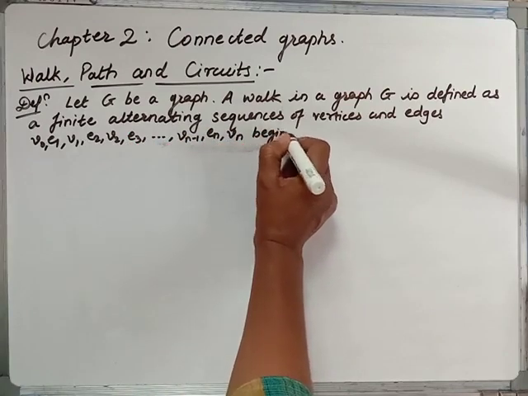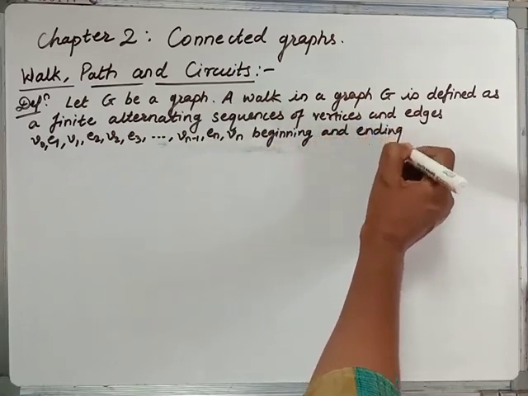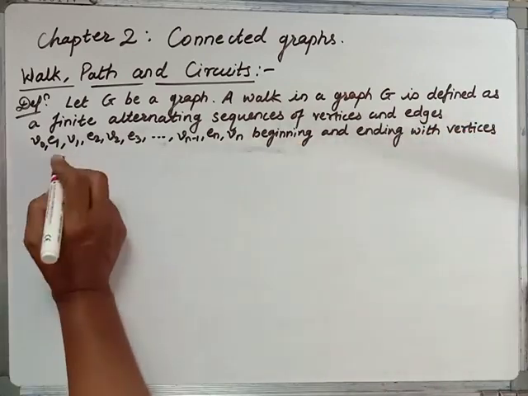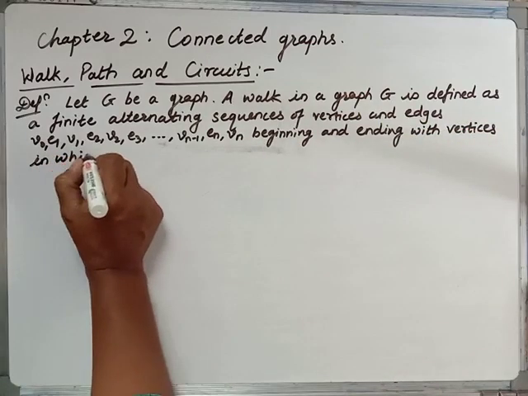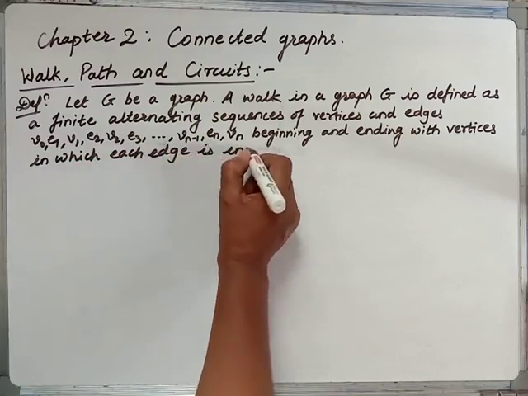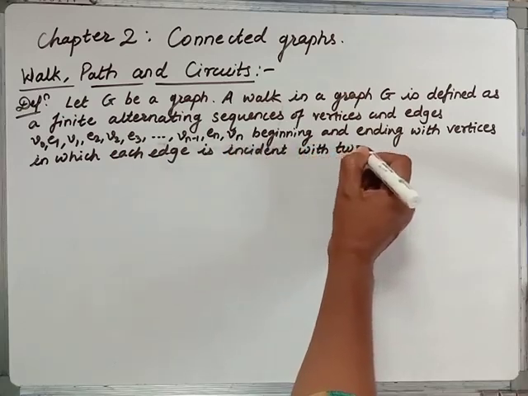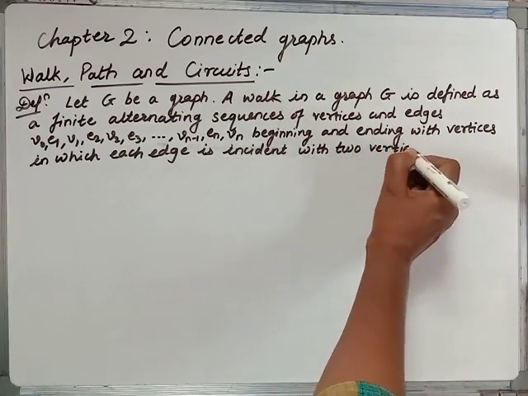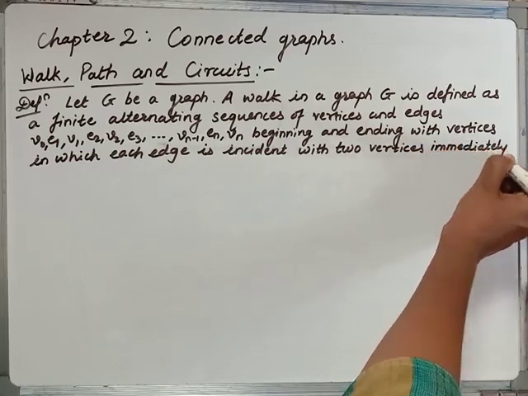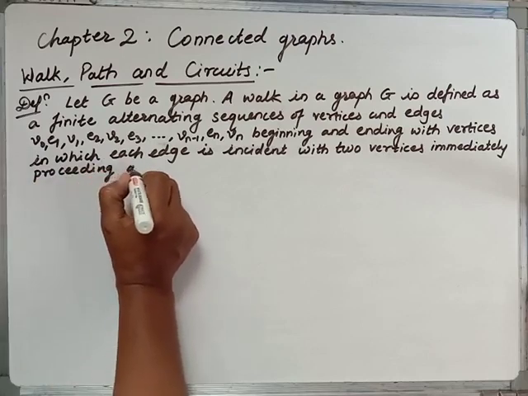beginning and ending with vertices, in which each edge is incident with the two vertices immediately preceding and following it.